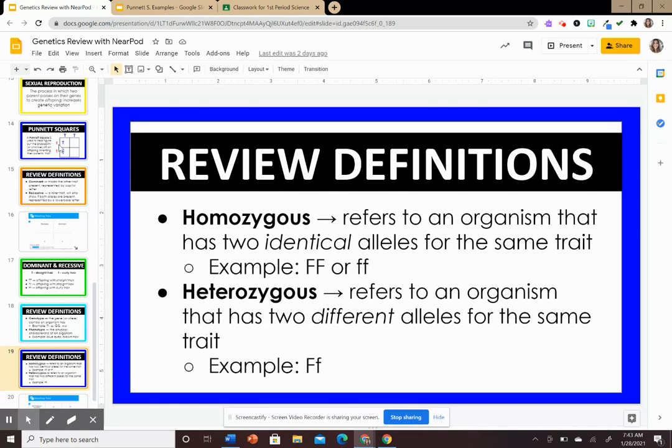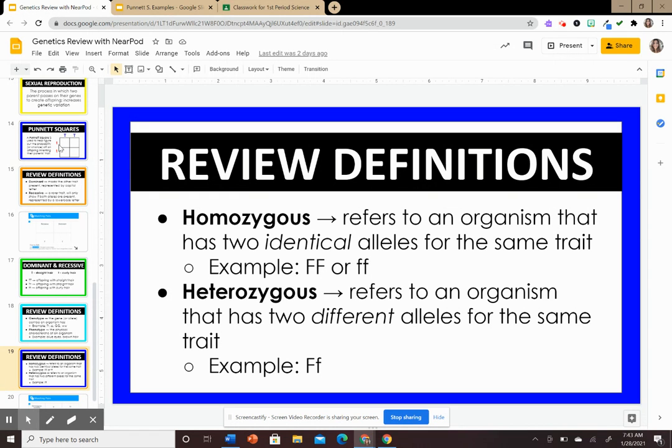You're either going to have 2 capitals or you're going to have 2 lowercase letters. That just means that your mom and dad gave you the exact same allele. It's not going to be different. So if we were to say, hey, you are homozygous dominant for black hair, that means your dad gave you a black hair gene and your mom gave you a black hair gene. And that would be big F, big F.